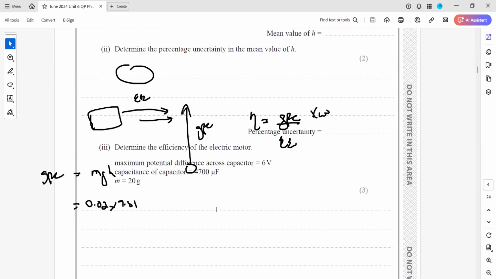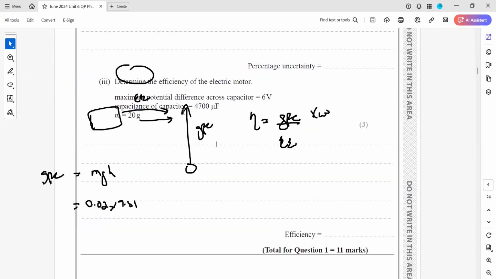So the height, we will take a mean height, which was 0.242. That was the mean height. So this will give us the GP, or gravitational potential energy, which is GP equals 0.047. So 0.047 joules is the gravitational potential energy.